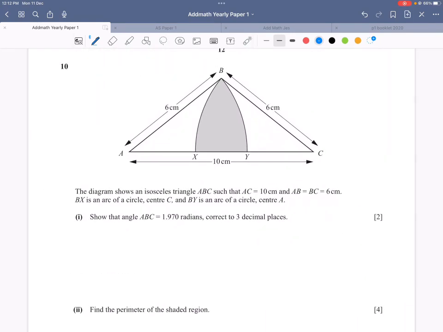After that, question number 10 from the topic circular measure. It says that the diagram shows an isosceles triangle. Now that is the important keyword we have, isosceles triangle, such that AC is 10, AB is equal to BC equal to 6. BX is an arc of a circle. Arc of a circle means we have a radius here, center C, and BY is an arc of a circle, center A. Now, center A, B, BY. If I am going to highlight a sector here, it will be like this.